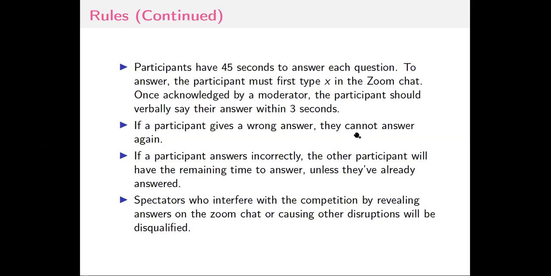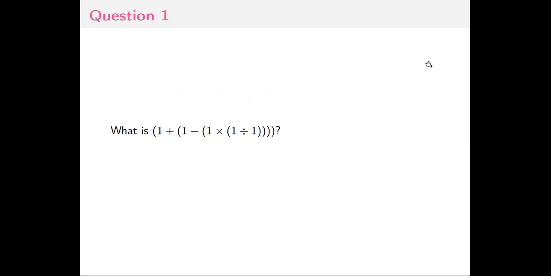You can go now. So what is 1 plus 1 minus 1 times 1 divided by 1? Catherine, what's your answer? 1. Yes. So Catherine is 1, Abby 0.